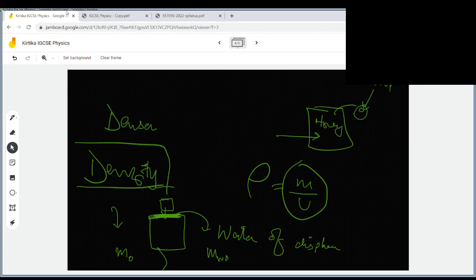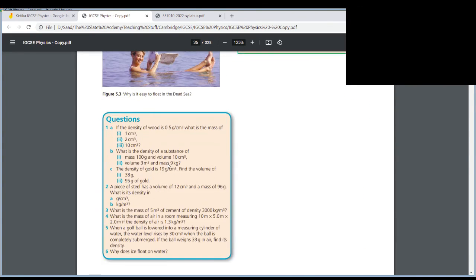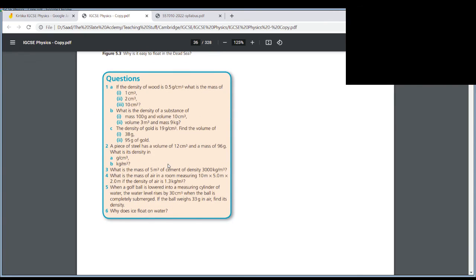I leave you with a few questions on this topic as well. If you could take a screenshot, these are relatively easy. Mostly there is play of unit conversion, so be careful about that. Other than that, these questions are simple and easy. Just take a screenshot and we'll discuss them in the next class if you've solved these by then.